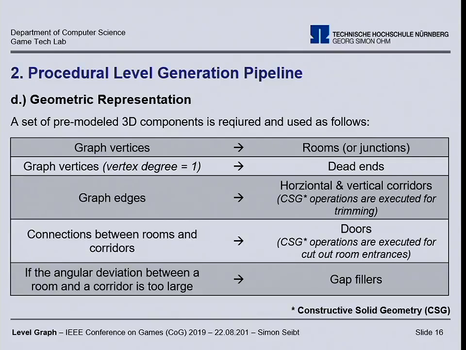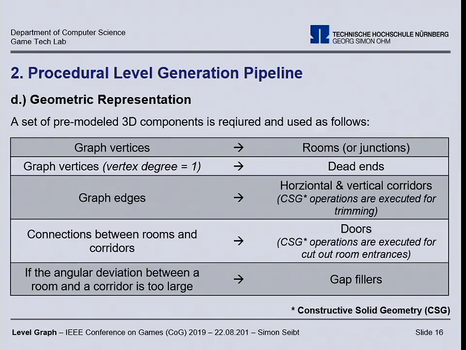Vertices of the level graph are mapped to rooms, but if the degree value of a vertex is only 1, for example, then the vertex can also be mapped to a dead end. The graph edges are mapped to horizontal or vertical corridors, depending on the steepness. In addition, we use GSG operations to trim corridor components which are too long. The components door and gap fillers are still left. These are used to join corridors and rooms, and here we also use GSG operations to cut out the room entrances.